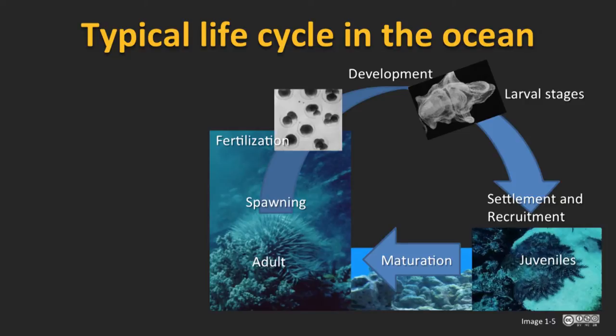Now, once they reach the bottom and receive the appropriate chemical cues, a fully grown larva will undergo a process known as metamorphosis, which is when the larva turns into a juvenile starfish, literally over a period of 1 to 2 days. At this point, the juvenile starfish begin feeding, maturing over time until they are ready to spawn and release eggs and sperm into the water column. Now, this type of life cycle is referred to as broadcast spawning.